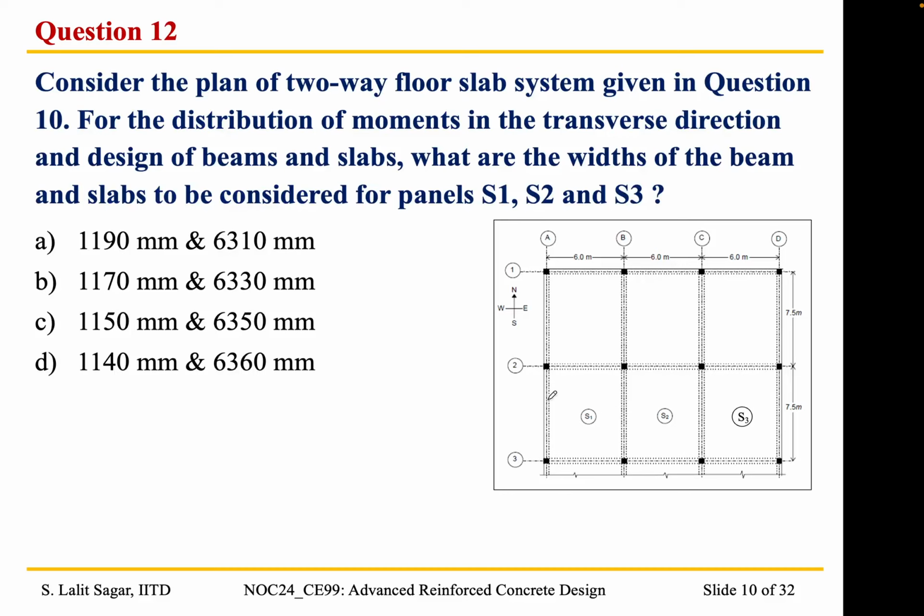so we have determined essentially the distribution of the moments along the longitudinal direction. So now we need to determine the distribution along the transverse direction. So for the distribution of moments in the transverse direction between the beams and slabs, what are the widths of the beam and slab to be considered for panels S1, S2 and S3? So kindly take 1 minute and let me know what is the right answer.